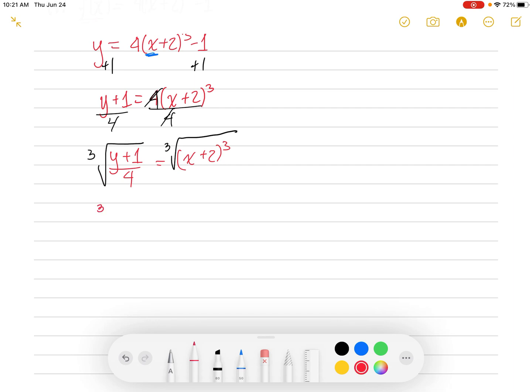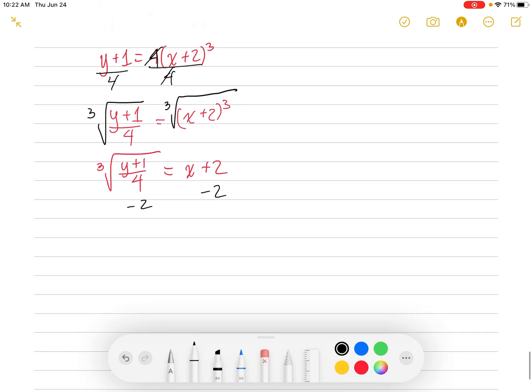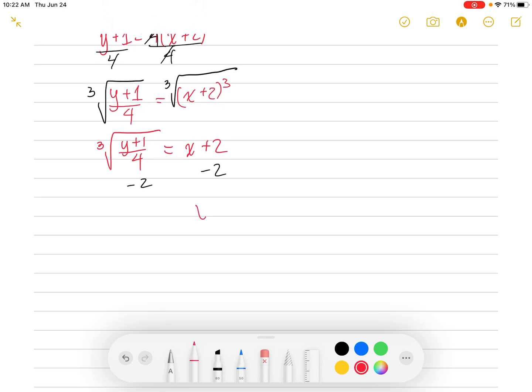cubed. And then we're basically going to take the cube root of both sides to get rid of this cube right here on the right. So take the cube root, and I'm going to get the cube root of y plus 1 over 4 equals, so basically the cube root and the cube cancel, x plus 2. And finally, I have to subtract 2 from both sides to get x by itself, so I'll get that x is in fact the cube root of y plus 1 over 4, and then minus 2.